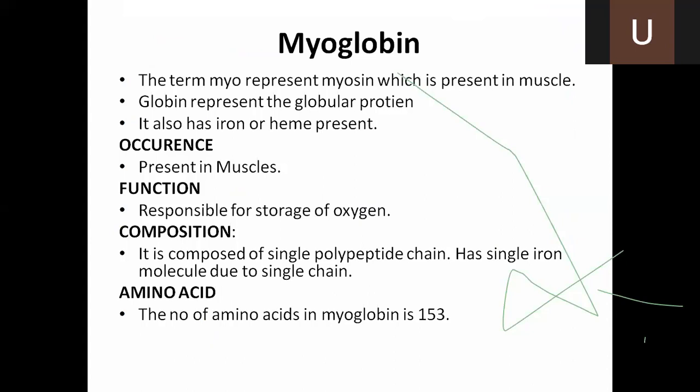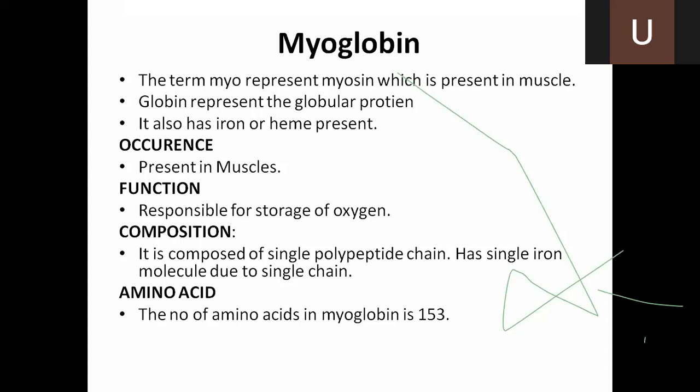This myoglobin, this term myo, is always related to the muscles. The term myo represents the myosin, which is present in the muscle. So it gives you the idea that these myoglobin respiratory pigment molecules are basically present in the muscles. It also has the protein part, which is the globin, representing the globular protein. It also has an iron or heme component, but what the difference is between the two, we will see later on.